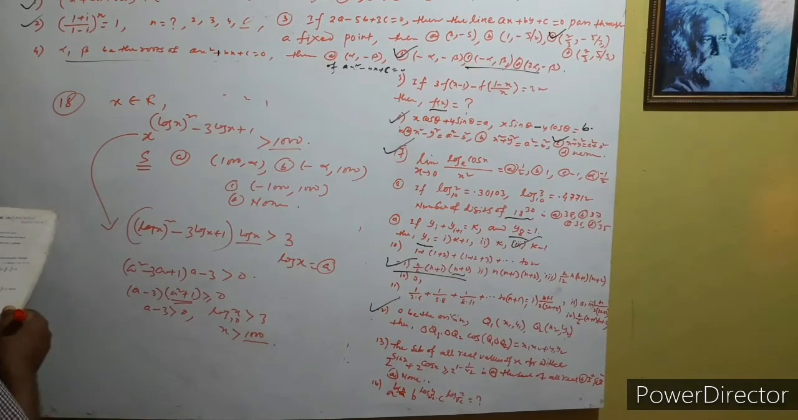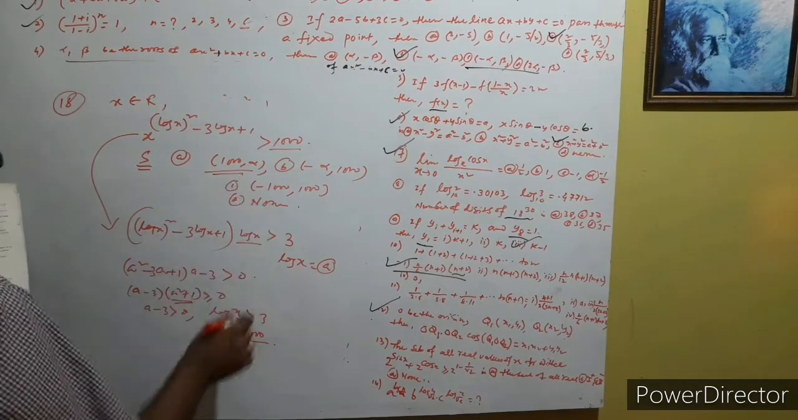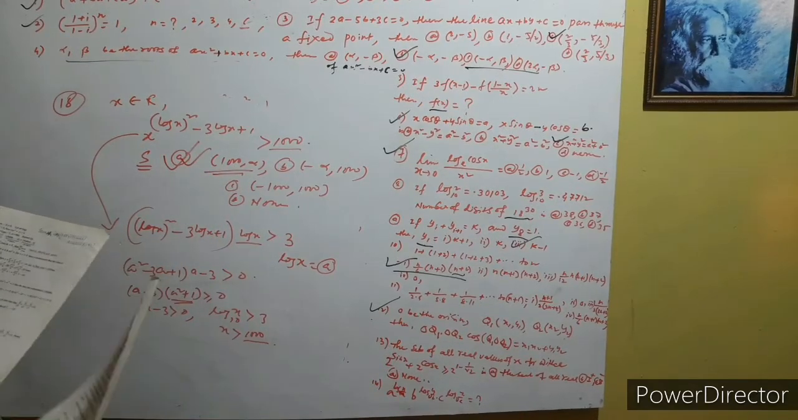Okay, this is option A. This is option A, more than 1000. So this is your solution. Very interesting question.